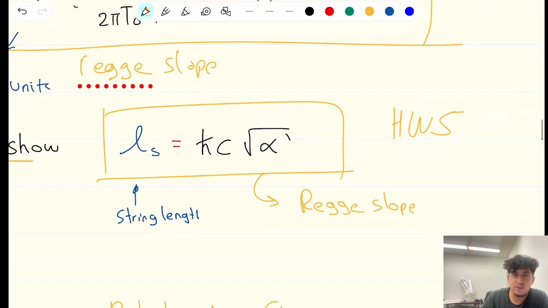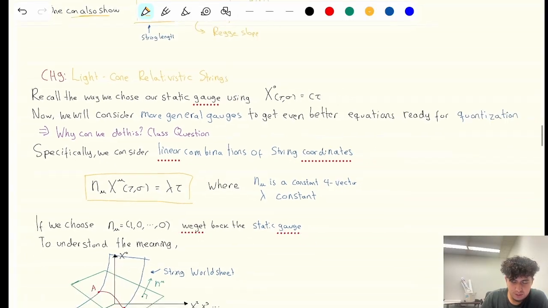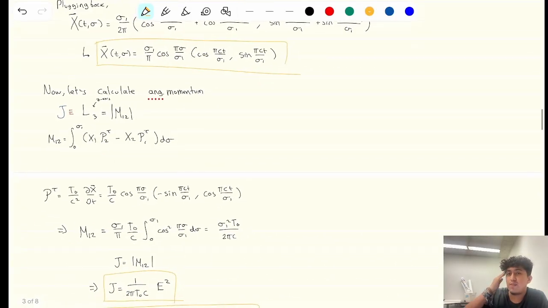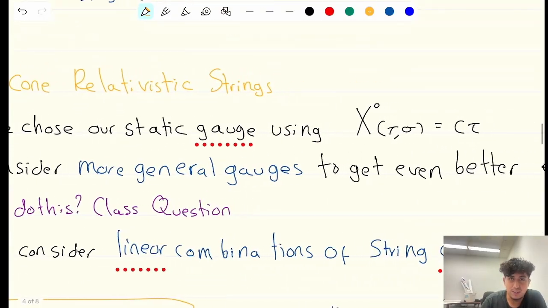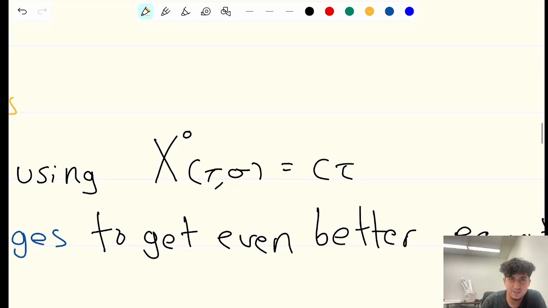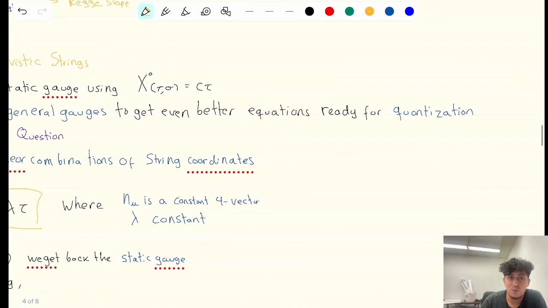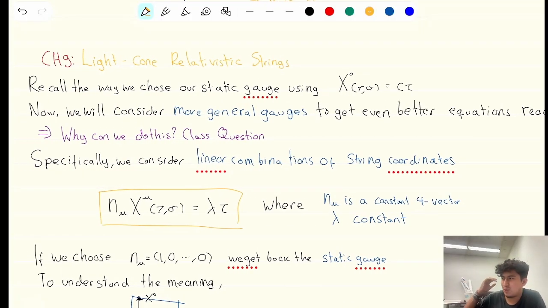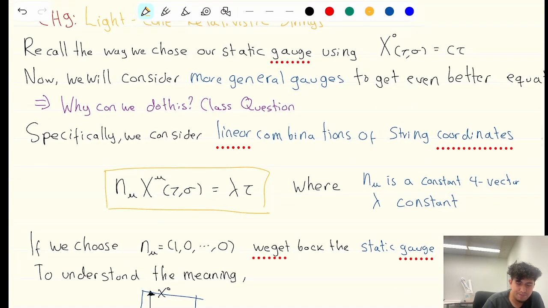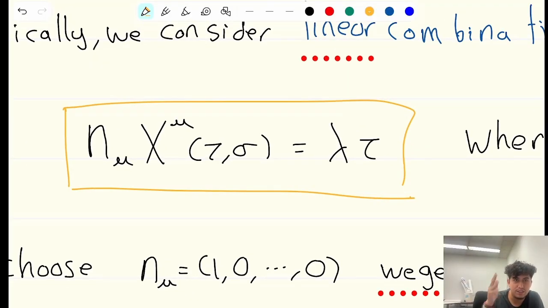So now we have the dependence on this famous parameter. And now we are going to go towards light-cone relativistic strings. Here we're going to introduce a new gauge. We're going to generalize the static gauge. So far we've been using the static gauge, which is this gauge. And now we want to generalize it to better gauges to get simpler equations in order to quantize it. So this is going to be a bunch of just generalizing the static gauge. First, let me just put the formula. It's going to be a linear combination of the string coordinates, and it's going to equal some constants times the tau parameter.